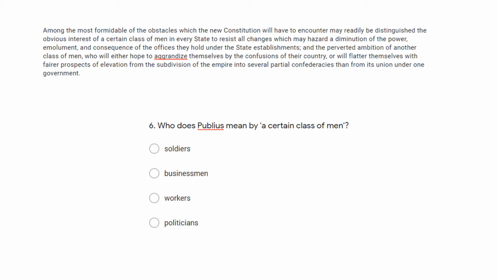Question 6. Who does Publius mean by a certain class of men? Can we see this in the passage, the certain class of men? Among the more formidable of the obstacles which the new constitution will have to encounter may readily be distinguished the obvious interest of a certain class of men in every state to resist all changes which may hazard a diminution of the power, emolument, and consequence of the officers under the state establishment.